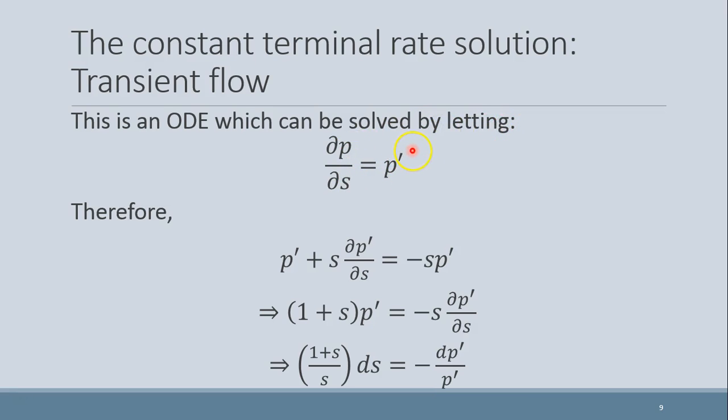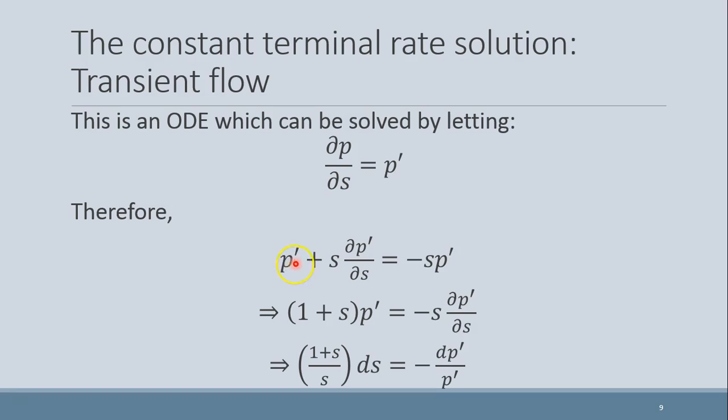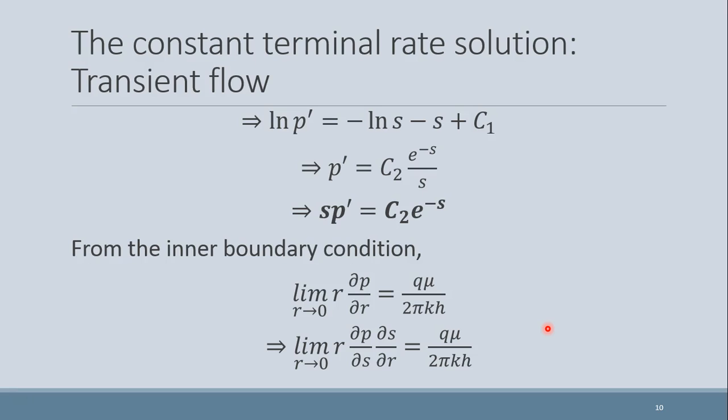letting del p by del s equal p dash. So we let del p by del s equal p dash and put it in this equation. So it will become p dash plus s del p dash by del s is equal to minus s p dash. So (1 plus s) p dash is equal to minus s del p dash by del s. So (1 plus s) by s ds is equal to minus dp dash by p dash. Okay, so we integrate both sides, we get ln p dash is equal to minus ln s minus s plus c1. c1 is the integration constant.